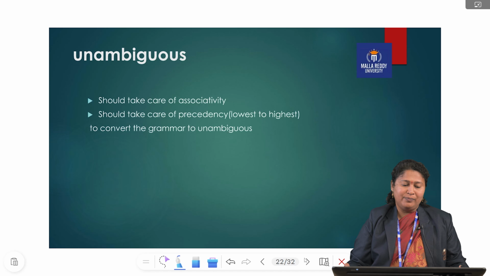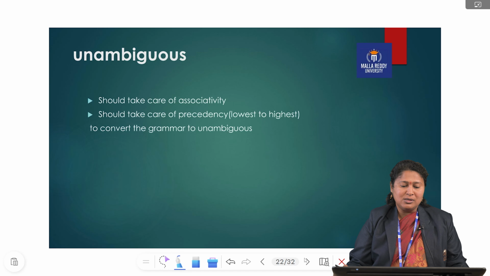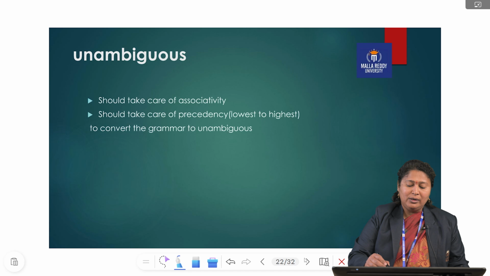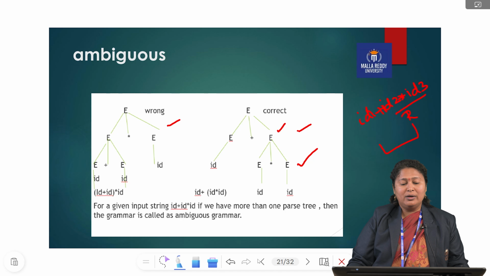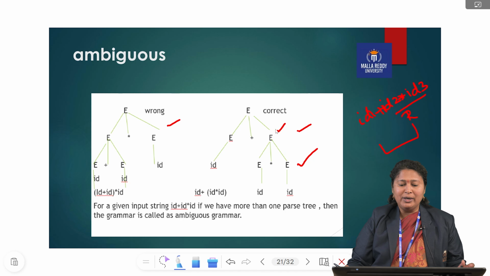Ambiguity is confusion. So in order to avoid that confusion, we need to change the grammar to unambiguous grammar. To convert the grammar to unambiguous, we should take care of associativity, and also we should take care of precedence. Here, the highest precedence is given to multiplication, then to plus. So this order we should follow, that instruction should be given.